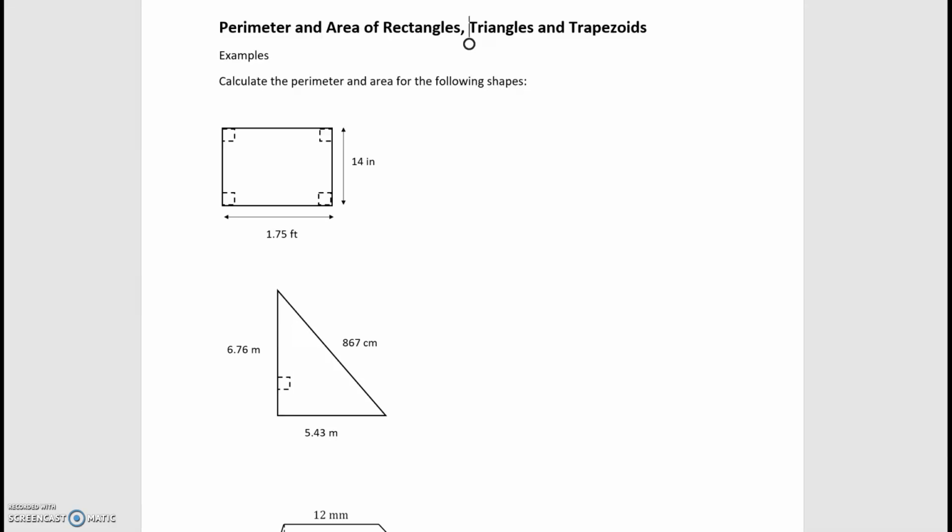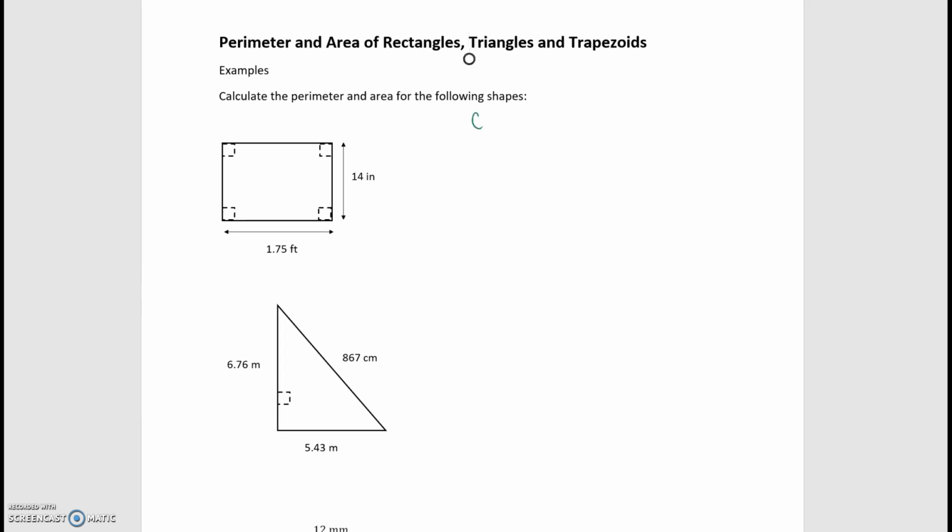In this video, we'll take a look at calculating perimeter and area of rectangles, triangles, and trapezoids. So we're going to calculate the perimeter and area for the following shapes. Notice the first one is a rectangle. But before we begin, we must always check that all units are the same.